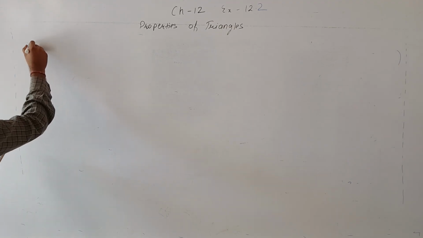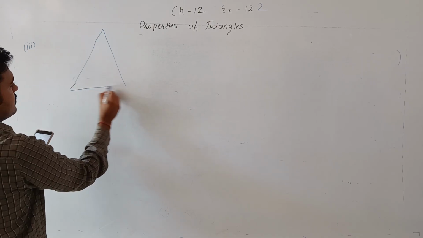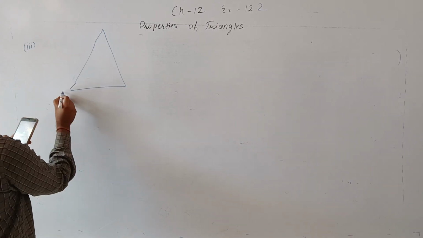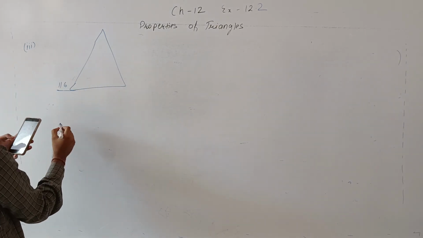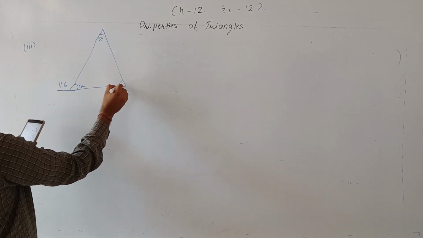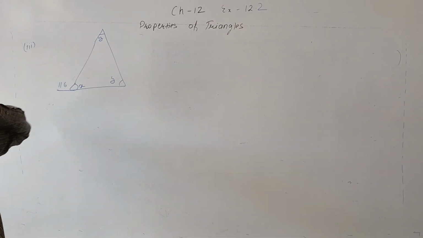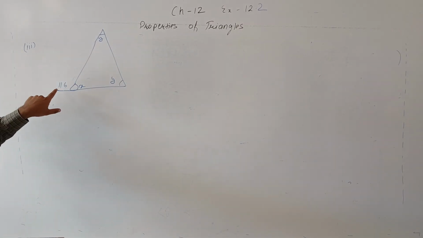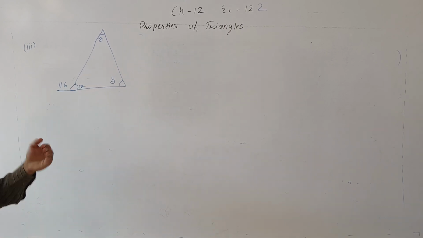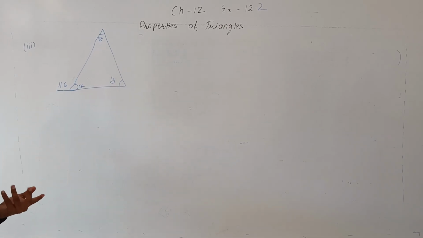So part third. Again a triangle is given. This angle is 116, this is angle x, and both of these angles are equal to y. One method is we can write x plus 116 is 180. From there the value of x will come.